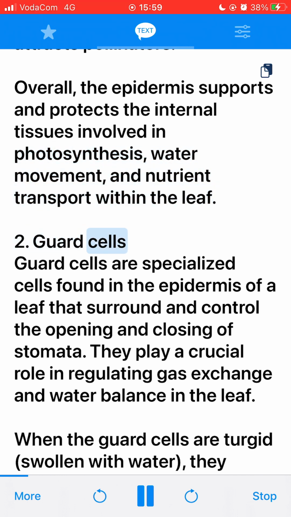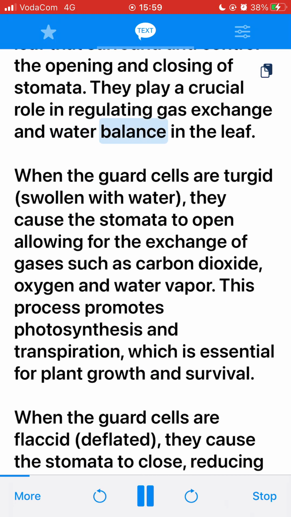2. Guard cells. Guard cells are specialized cells found in the epidermis of a leaf that surround and control the opening and closing of stomata. They play a crucial role in regulating gas exchange and water balance in the leaf. When the guard cells are turgid (swollen with water), they cause the stomata to open, allowing for the exchange of gases such as carbon dioxide, oxygen and water vapor. This process promotes photosynthesis and transpiration, which is essential for plant growth and survival.